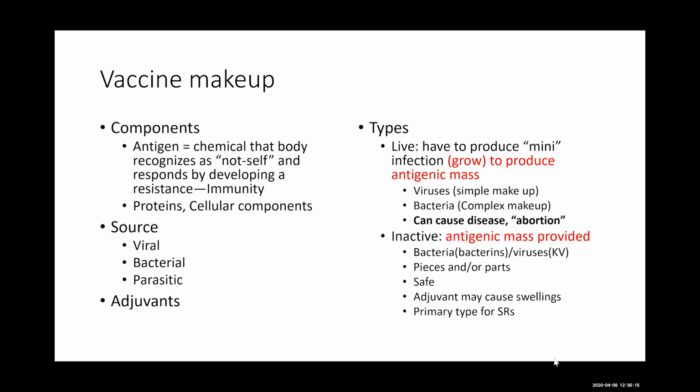One of the problems with live products, and at this juncture we don't have this problem in small ruminants, is they can cause true disease, and in cattle, certain ones can routinely cause abortion in pregnant animals. The inactivated products, which are called bacterins for bacteria, and generally KV or killed virus products, are routinely made up of pieces and parts of a virus or a bacteria, or the whole virus. The nice thing about killed vaccines is they are safe. They don't cause real infectious problems, although, like I mentioned, the adjuvant may cause some localized swellings. And inactivated products are the primary type we have available for use in sheep and goats.